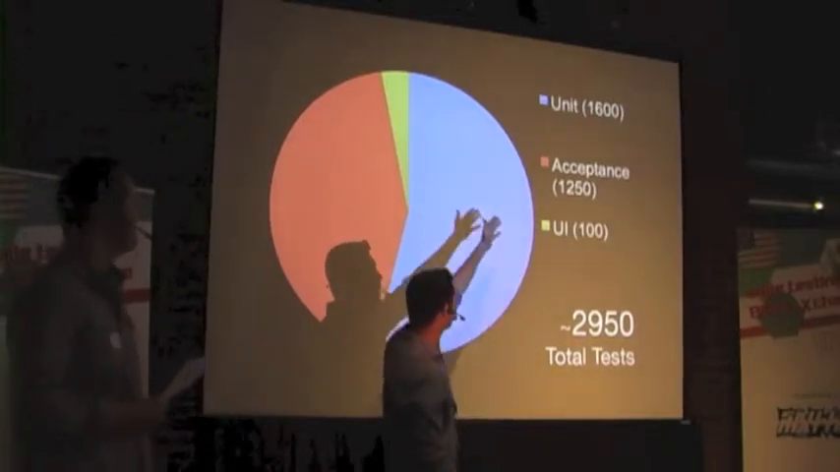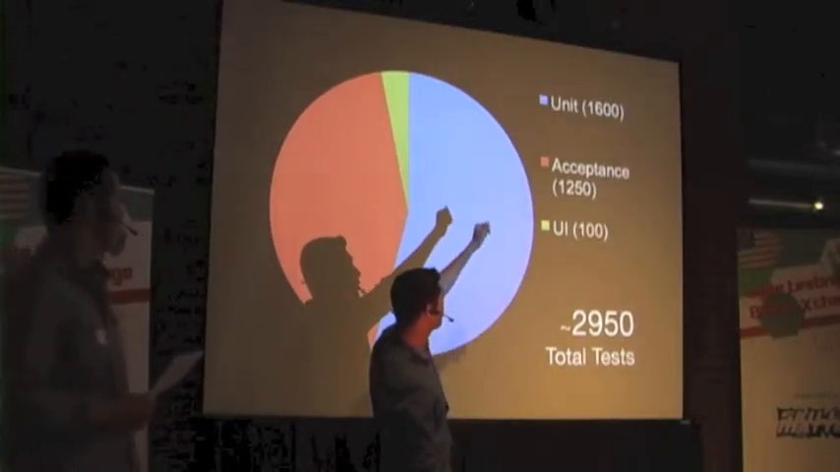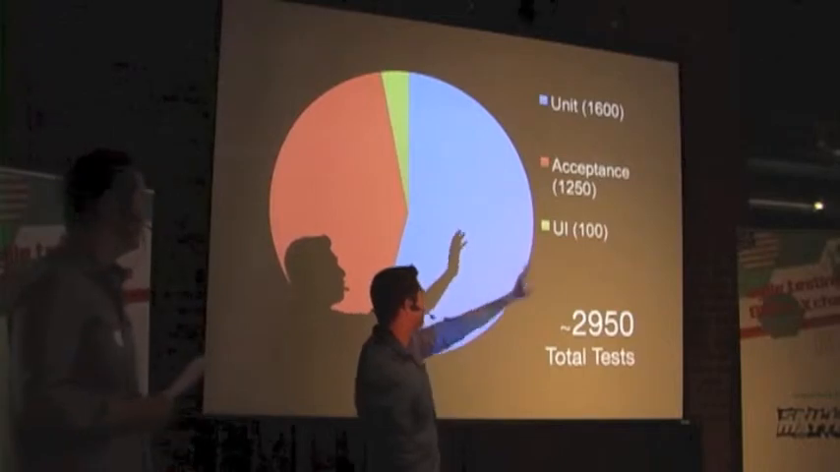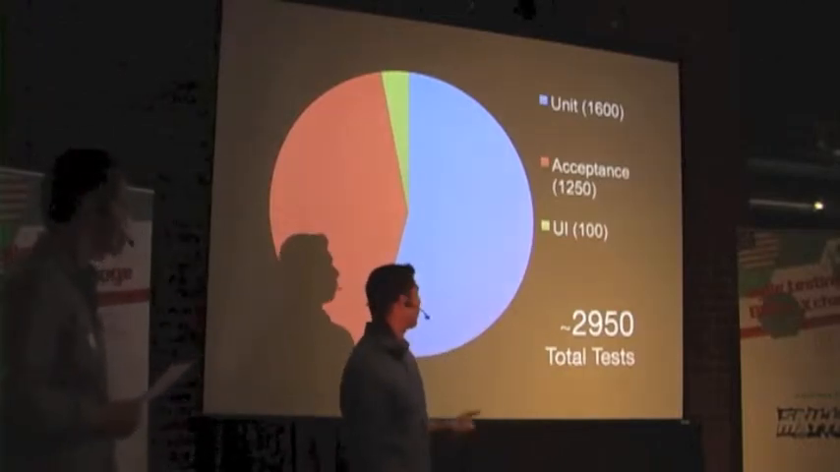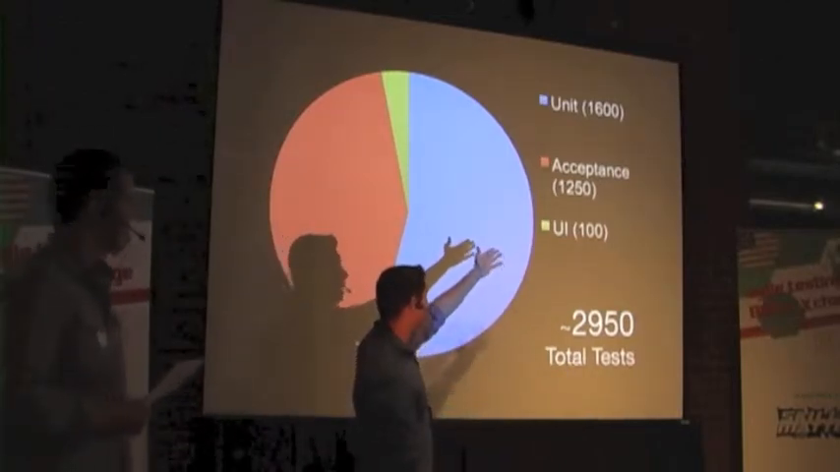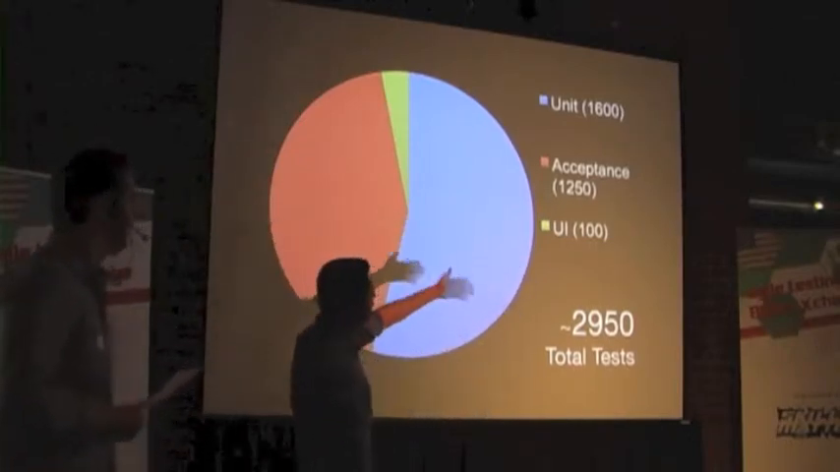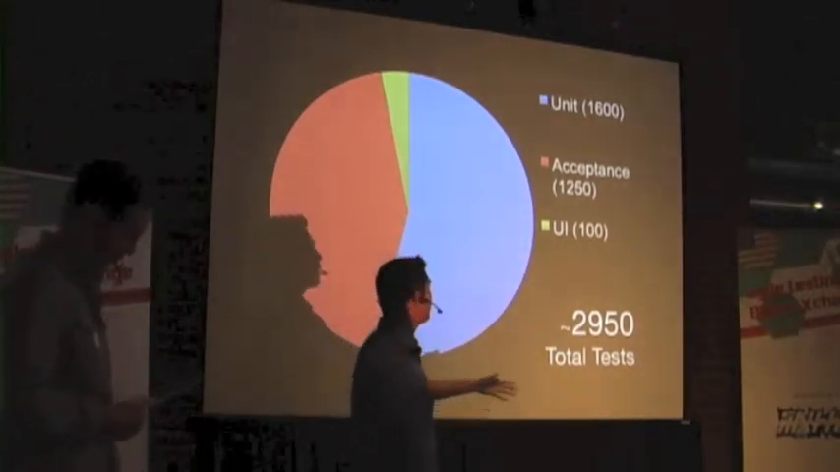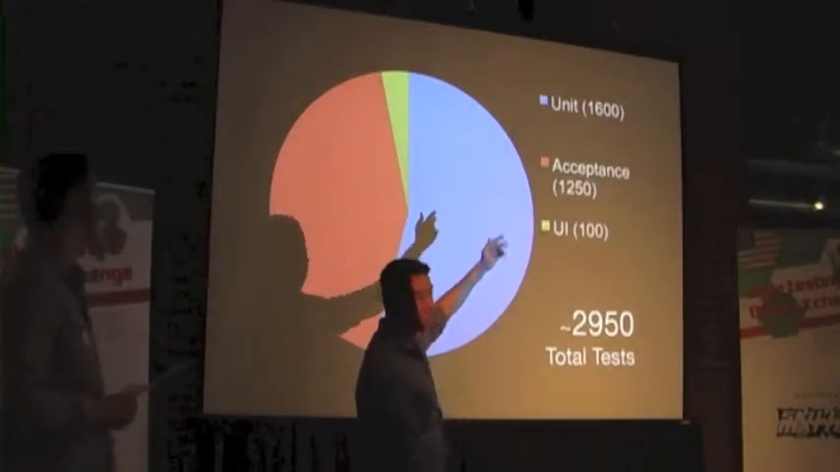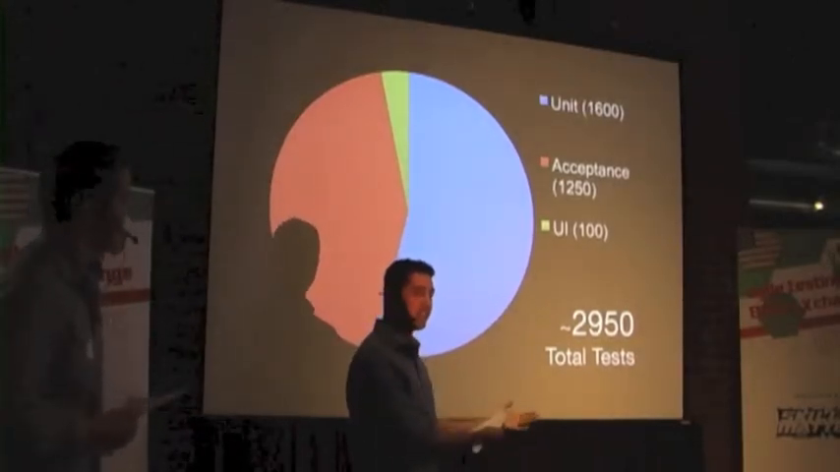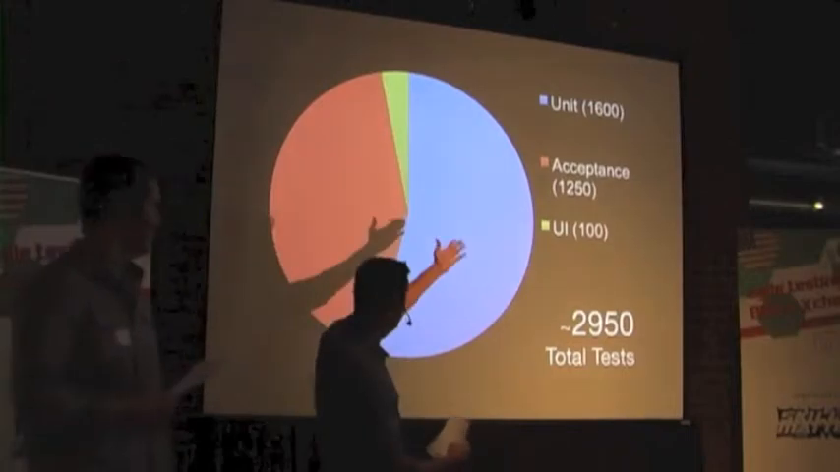As you can see, we had about 1,600 unit tests, which includes both JavaScript as well as unit tests for our code. We had about 1,250 acceptance tests and only 100 UI tests. In any project, you would probably see 2 or 3 times more unit tests than acceptance tests. But in this case, it was a little bit skewed towards the acceptance tests.